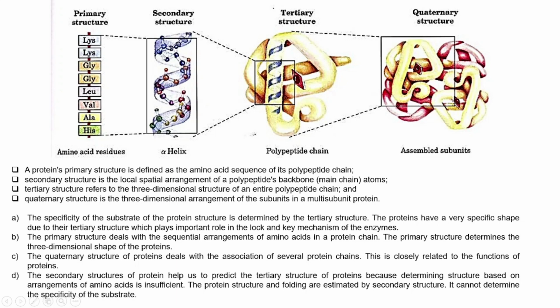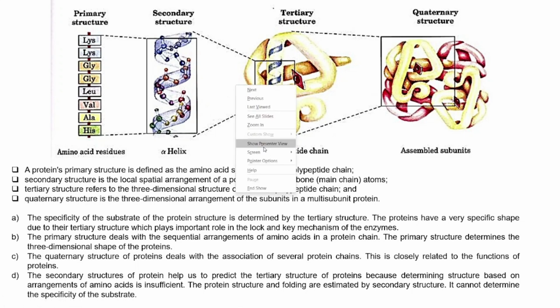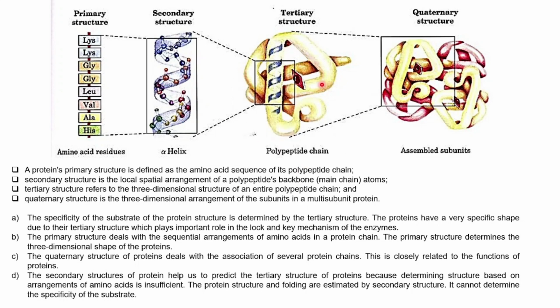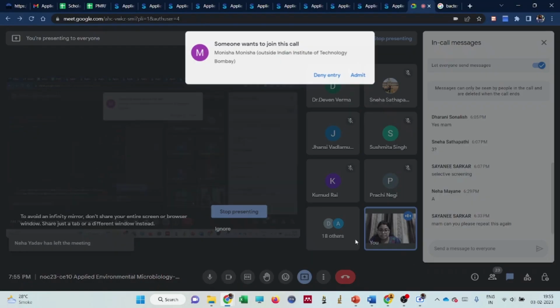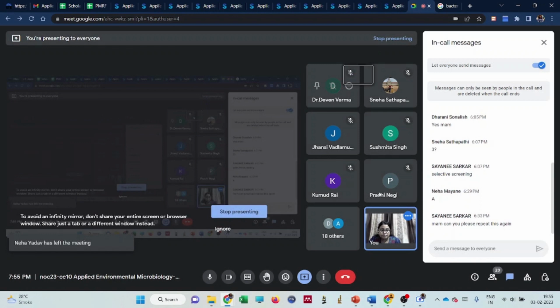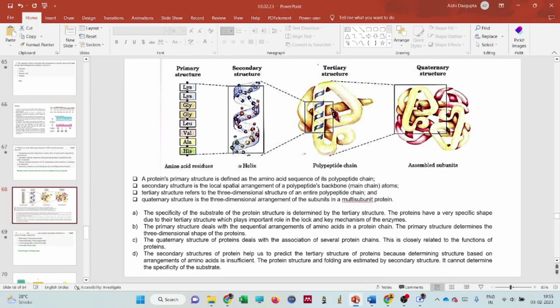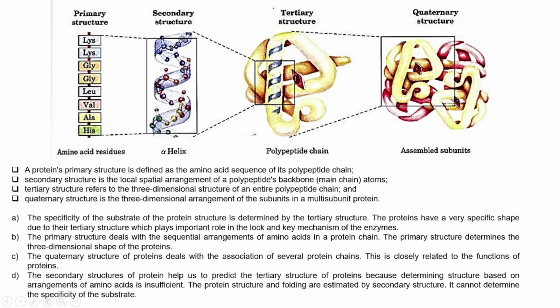So this string has taken up this shape, but this string could have also taken up some other shape. Depending on the shape, the target compound, the target molecule, will come and attach to it or not. So the target compound will attach to it or not, that depends on the shape.